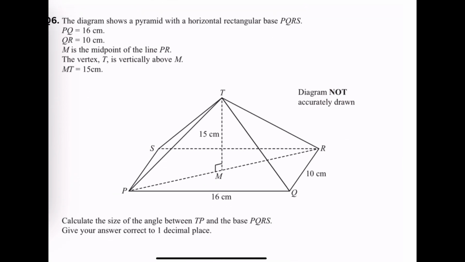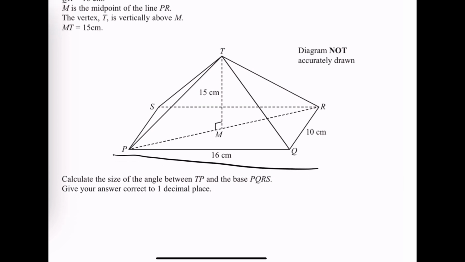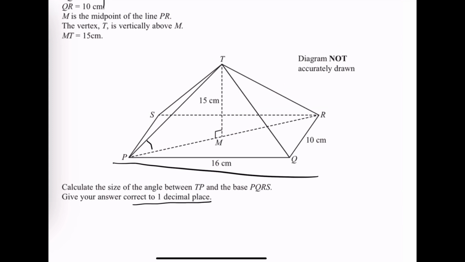Okay, so question 6. The diagram shows a pyramid with a horizontal rectangular base PQRS. PQ equals, and these are the different dimensions, which are shown over here. Calculate the size of the angle between TP and the base PQRS and give your answer correct to 1 decimal place. So we are trying to find this angle over here. This is the angle between PT and the base. You need to remember this is a 3D diagram, so this is the base over here. This is what we are trying to find.